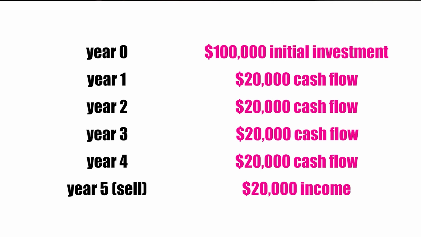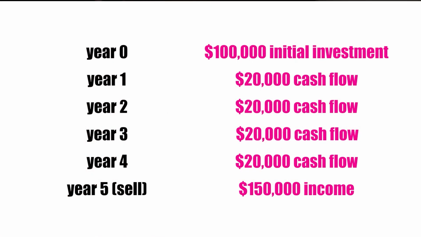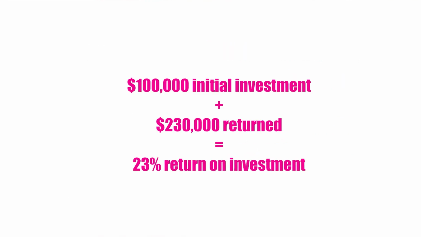On the 5th year I sell it for $20,000, my IRR is 0. Why? Because that's 4 years at $20,000 a year and a $20,000 exit, or $100,000 total, which is equivalent to my initial investment, $100,000 out, $100,000 in, 0% return. Now, if I paid for that house, made $20,000 a year for 4 years, and then sold it for $150,000, my total payout would be $230,000 over the time, which makes for just over a 23% IRR, which is much better than 0. Carry the two, much better than 0.